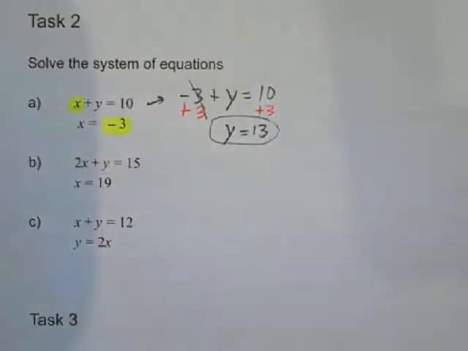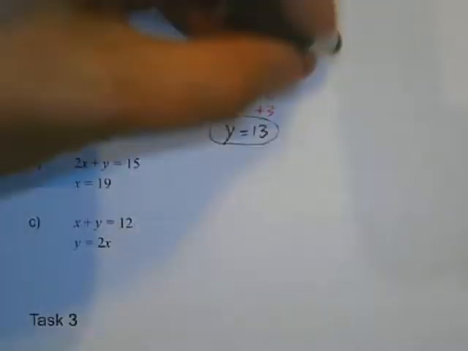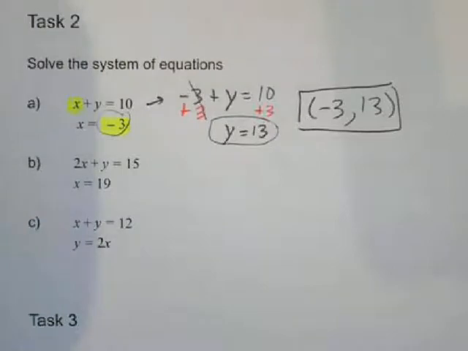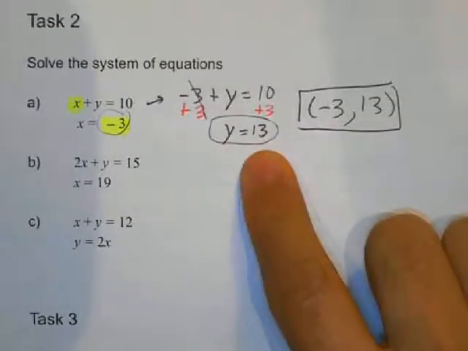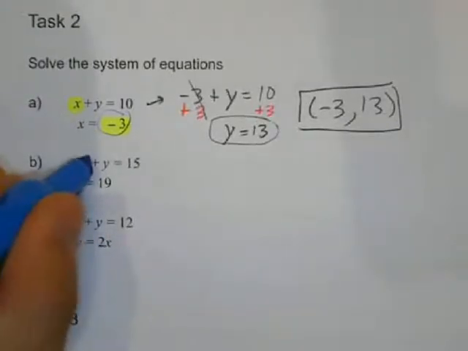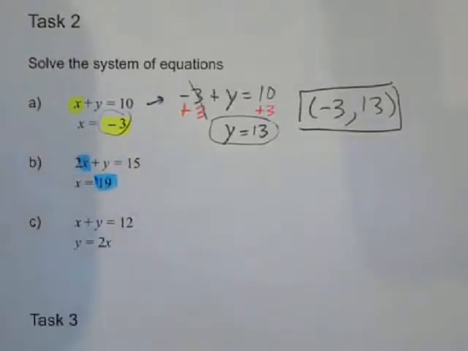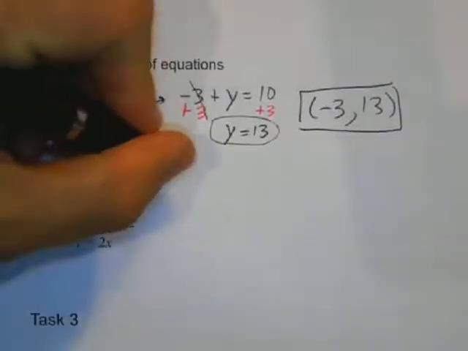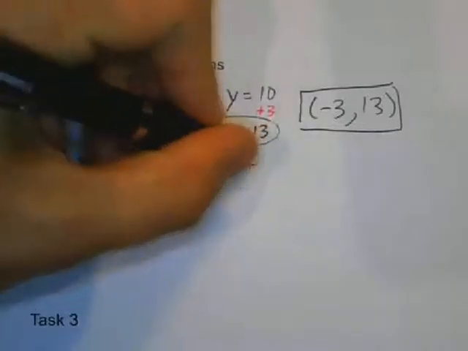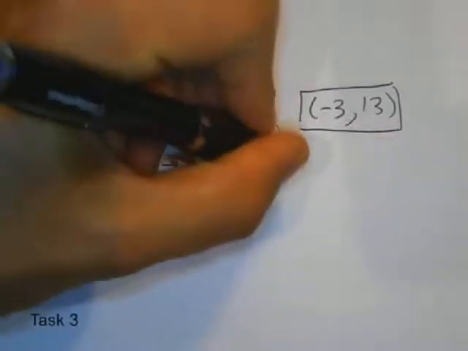Okay, you might want to hit pause and rewind to see if you need extra help on this one that I just showed. So now my answer is negative 3 comma 13. Because the x value is negative 3, the y value is 13. Next one, same sort of thing. I'm going to replace x with 19. So now this can be written as 2 times 19 plus y equals 15.